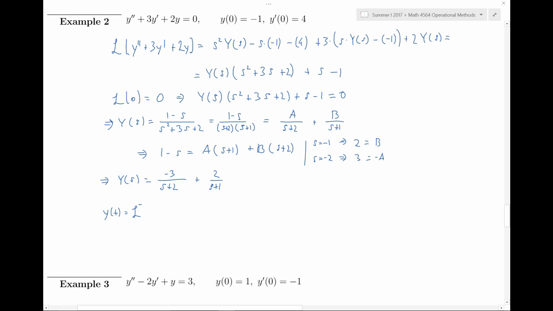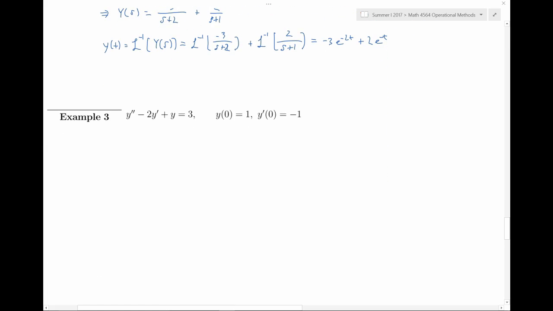Computing the inverse Laplace transform gives us the inverse Laplace transform of -3 over s plus 2 plus the inverse Laplace transform of 2 over s plus 1, and this gives us -3 e to the minus 2t plus 2 e to the minus t.